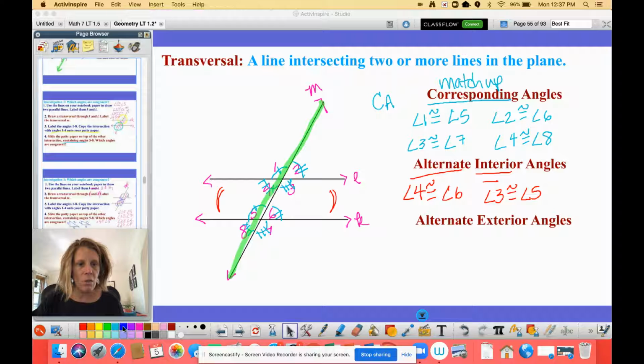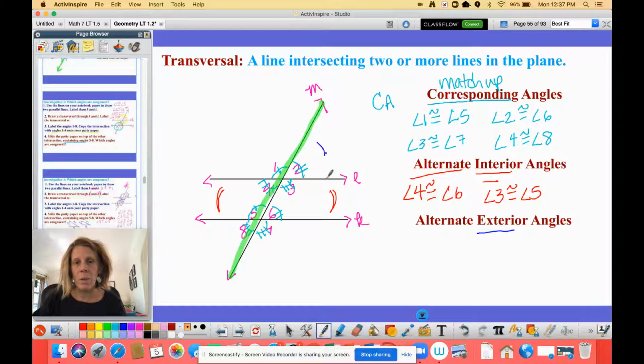Now let's go to alternate exterior. Alternate still meaning that we are on the opposite sides of the transversal, but exterior meaning we're going to be on the outside of those two parallel lines. So opposite sides of the transversal, but outside. We're going to start with angle 1. It's alternate exterior, so that means other side of the transversal is angle 7. Angle 2, its alternate exterior is angle 8.